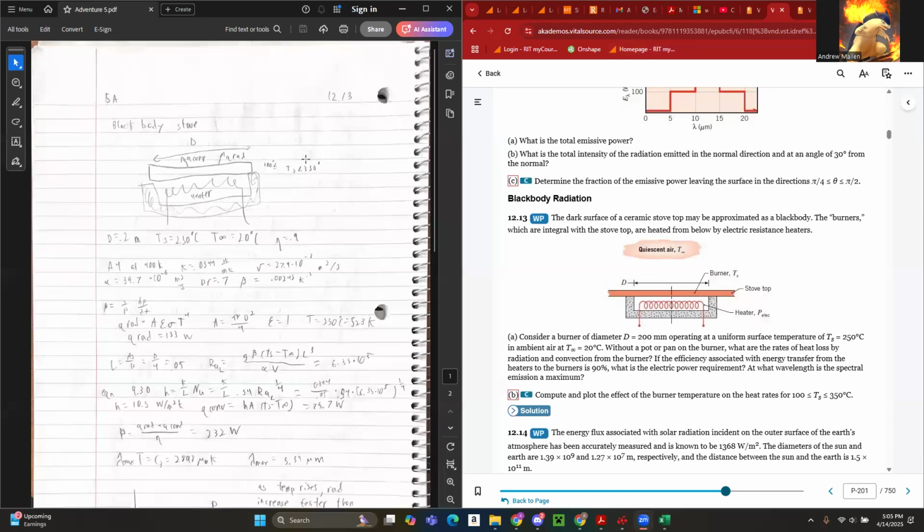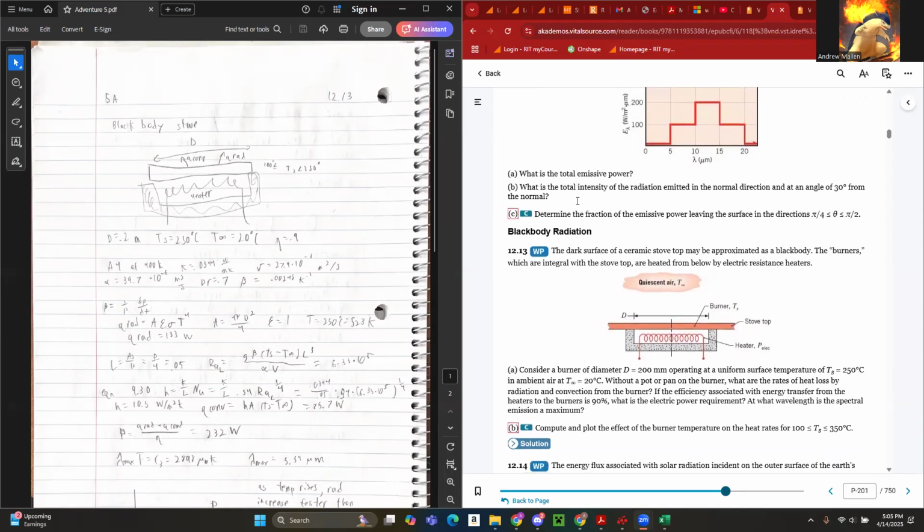Without a pot or a pan on the burner, we want to find the rates of heat loss by radiation and convection, with a 90% efficiency of heat transfer assumed. What is the electric power requirement? And at what wavelength is the spectral emission a maximum? And then we want to plot that from a range of 100 to 300 degrees C.